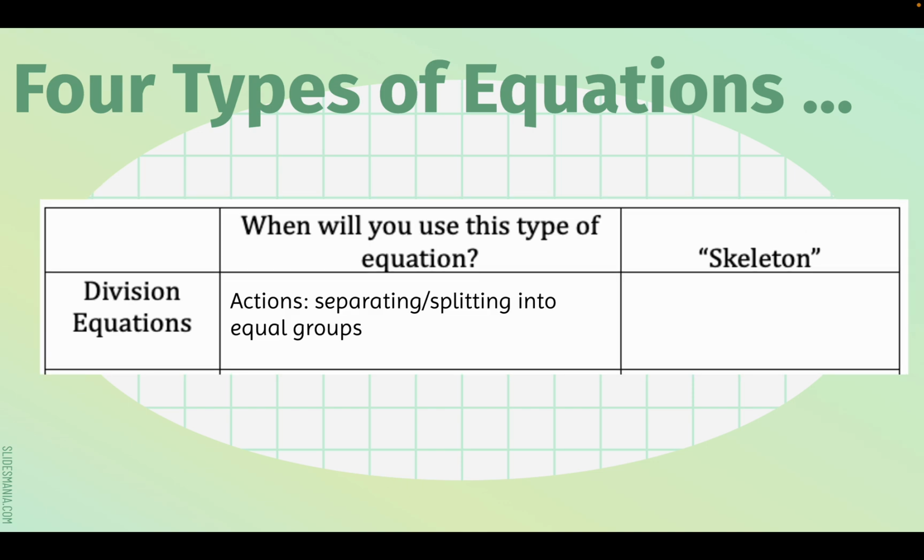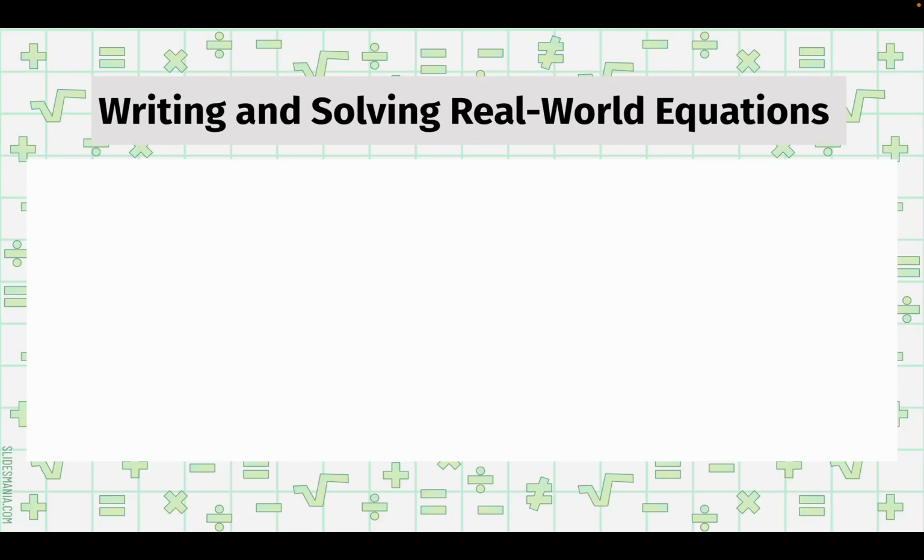In a division equation, the actions will look like separating or splitting into equal groups. This equation will look like a variable such as x divided by a number equal to another number.